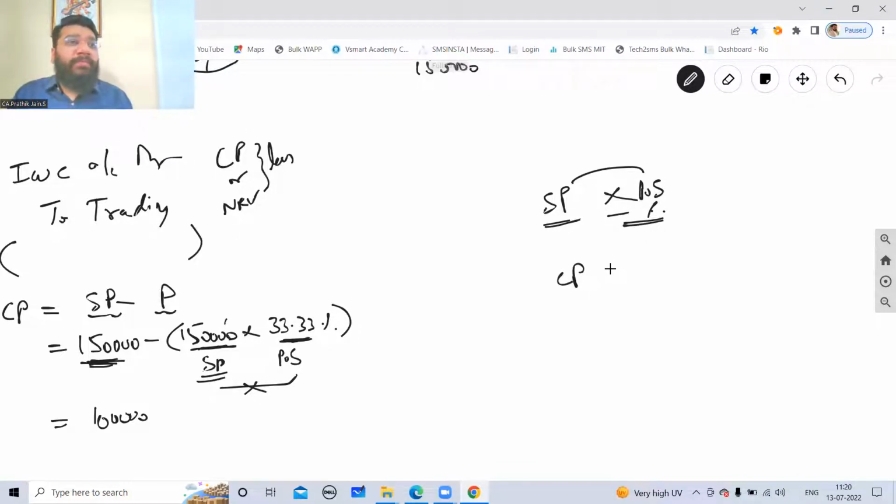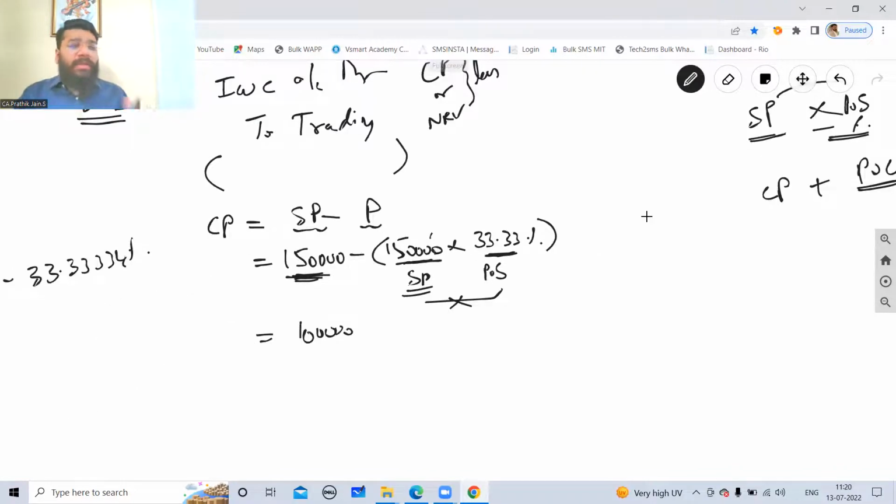Whenever cost price is given and profit on cost is given, if I want the selling price, cost price plus profit on cost percentage, if you add, automatically you get the selling price. Are you able to follow? So what did I do now? 1,50,000 is the selling price. From there, I need to minus profit to get the cost. So I'll directly minus 33.33334 percentage. So you get 99,999.999. If you round off, it is 1 lakh rupees cost price. Are you clear with this point?